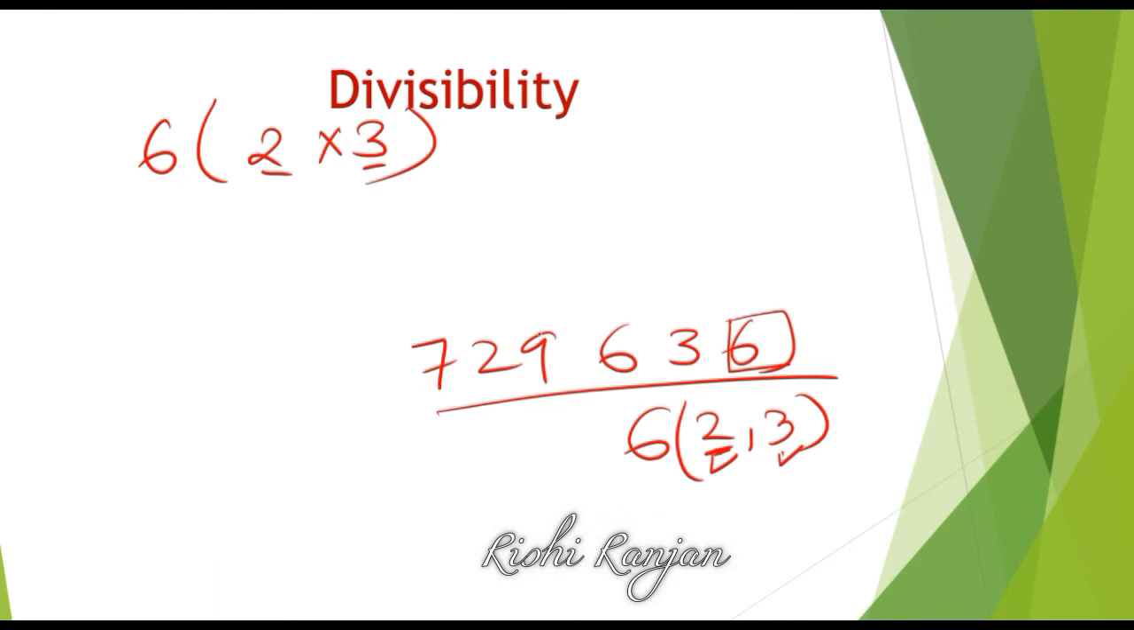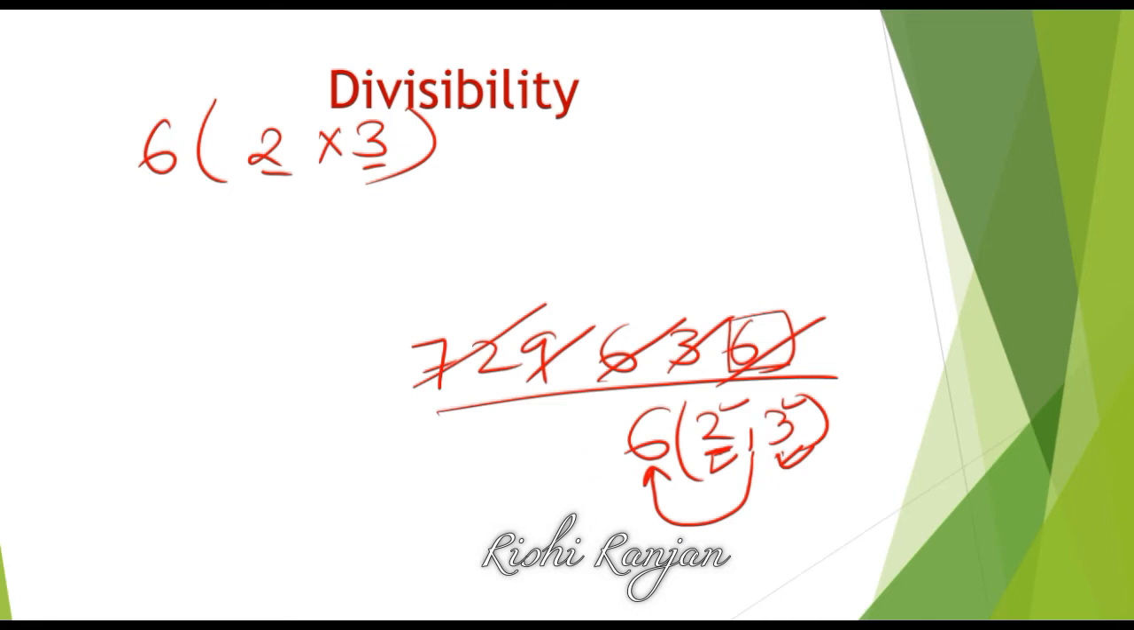For 3, I have to do the cancellation. 7 plus 2 cancel, 9 is cancelled, 6 is cancelled, 3 is cancelled, 6 is cancelled. Because all the digits are cancelled, this number is definitely divisible by 3. And in that case, this number is definitely divisible by 6 also. So when I wanted to check for 6, I actually checked for 2 and 3. If that number is divisible by 2 and 3, both of them, this number becomes divisible by 6.